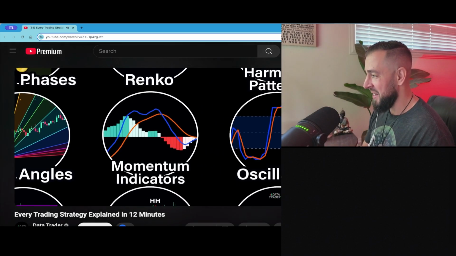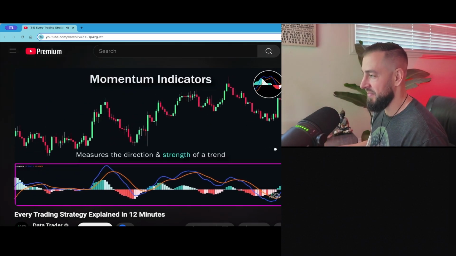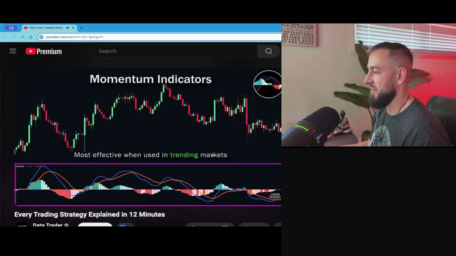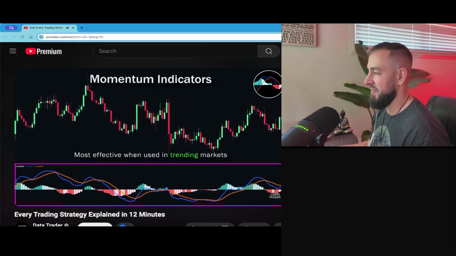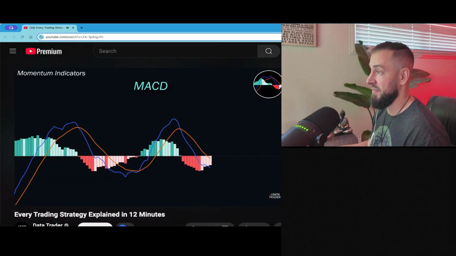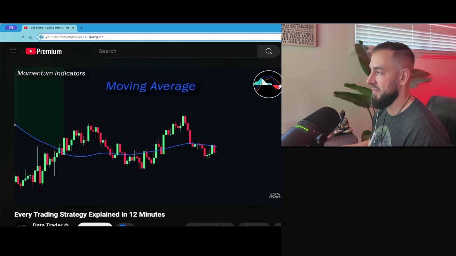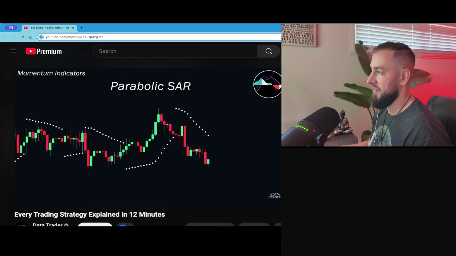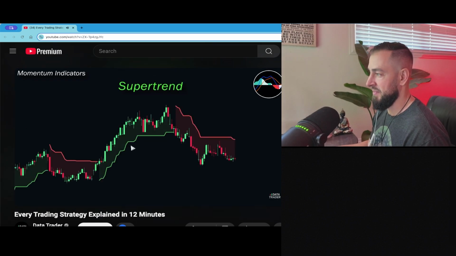Momentum indicators. These are the types of indicator that measure the direction and strength of a trend. It is most effective when used in trending markets. Some of the most notable momentum indicators are MACD. An upwards crossover indicates a bullish trend, while a downwards crossover indicates a bearish trend. Moving averages. Price being above the moving average signals a bullish trend, and price being below signals a bearish trend. Parabolic SAR. A dot below the price indicates a bullish trend, and a dot above the price indicates a bearish trend. Supertrend. A green signal indicates a bullish trend, and a red signal indicates a bearish trend.